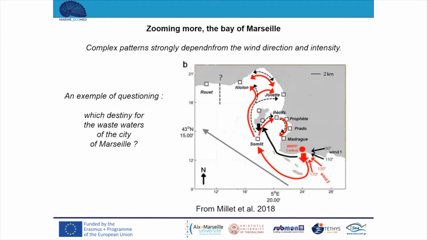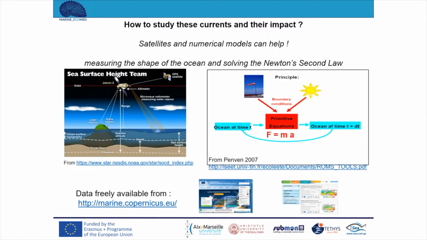To know this circulation is very important for questions such as studying the destiny of the wastewater from the city of Marseille, as in this study from my colleague Millet in 2018. How can we know this current and its impact? Satellites and numerical models can help a lot.